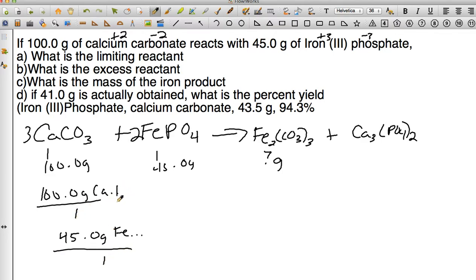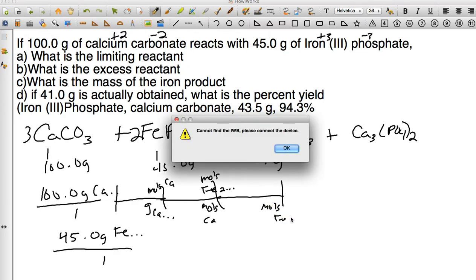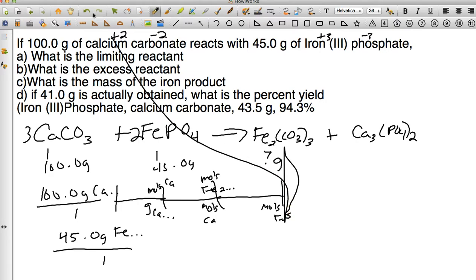Okay. All right, so up here, I'm going to go grams of the CaCO3 to moles, moles of CaCO3 to moles of the iron product, Fe2(CO3)3, and then moles of Fe2(CO3)3 to grams of Fe2(CO3)3. Okay, so there's the top one.